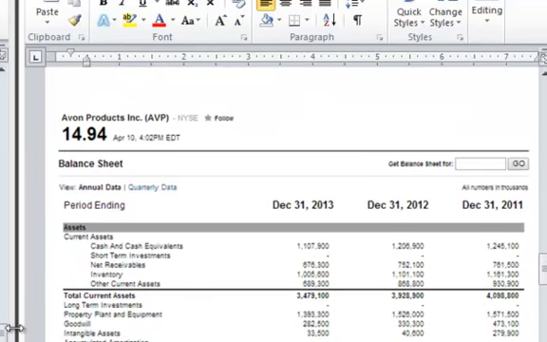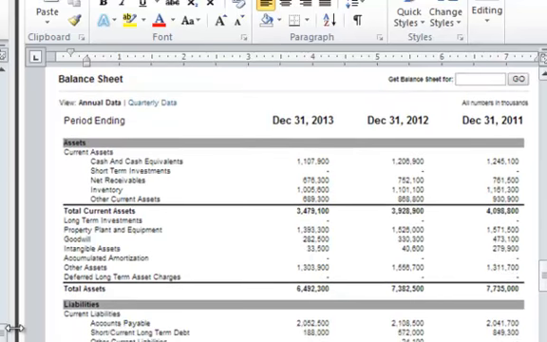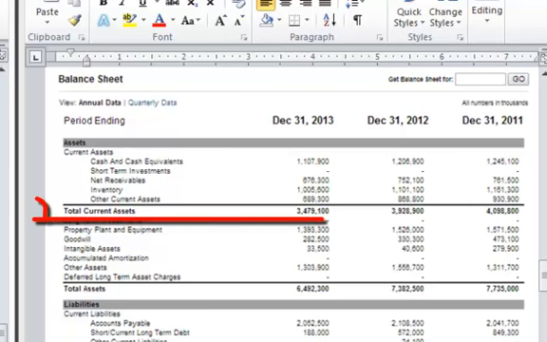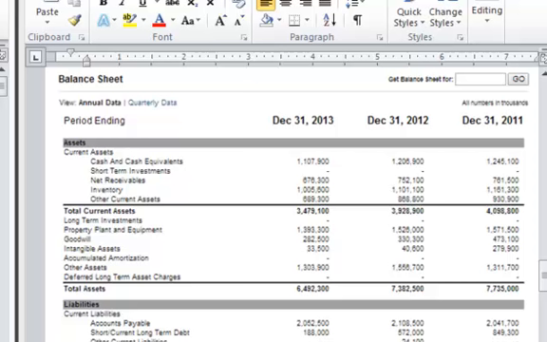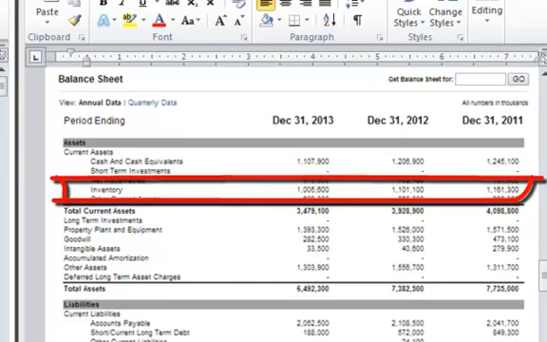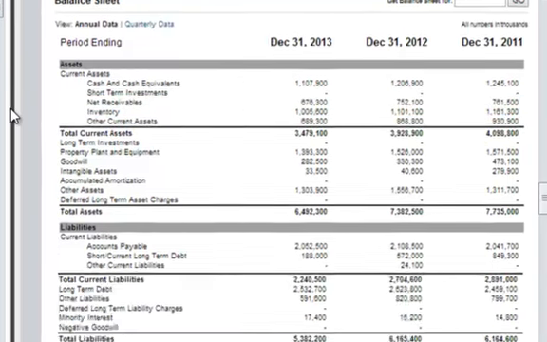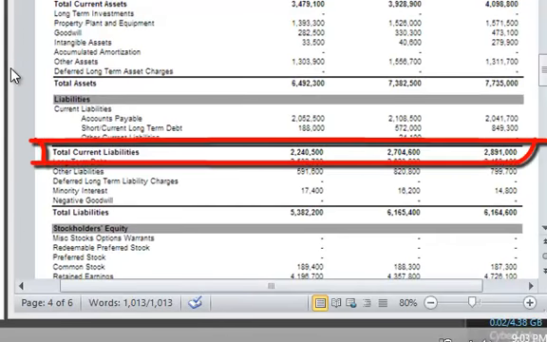So the document on the right, Avon Products, looking at its balance sheet, we know where to find current assets. So if we come here, we know that this row has current assets. So when we want to figure the quick ratio for Avon, we know that it's current assets minus inventory, and that's here, divided by current liabilities, which is here.